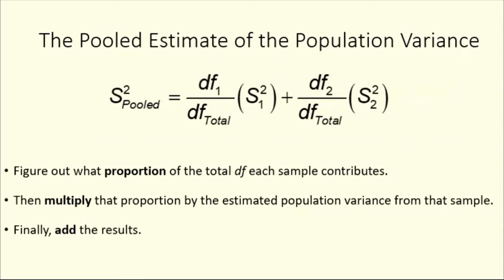We have our formula here for the pooled estimate of the population variance. We'll keep going with these new symbols that we're getting. Here we have S squared pooled, the estimated variance pooled. We're going to use the degrees of freedom formulas, our DF total, and also our estimated variances. The main idea here is that we're going to figure out what proportion of the total degrees of freedom each sample contributes, and then multiply that proportion by the estimated population variance from that sample. And we're going to just add up our results. So again, step by step, pretty straightforward.